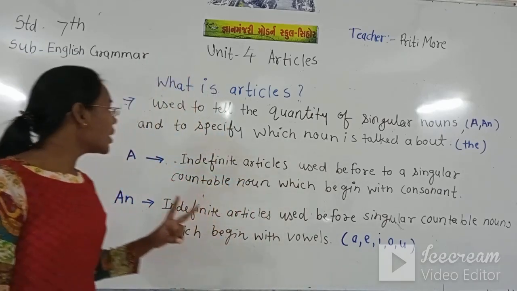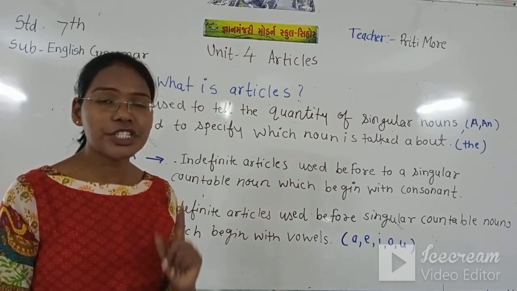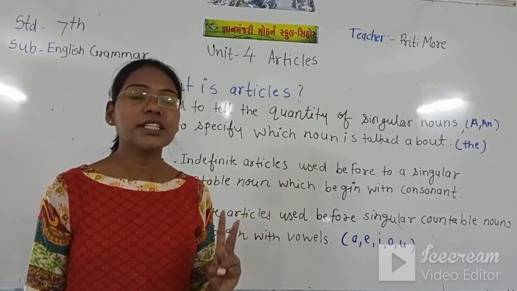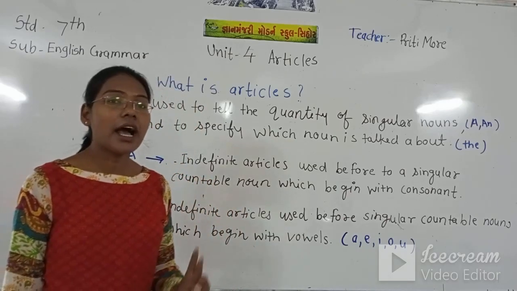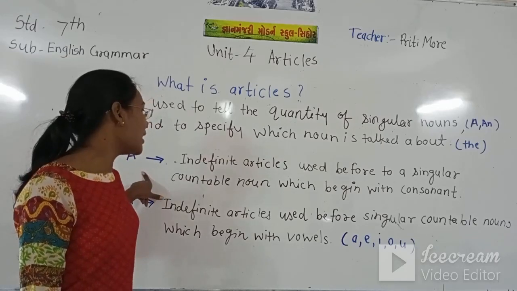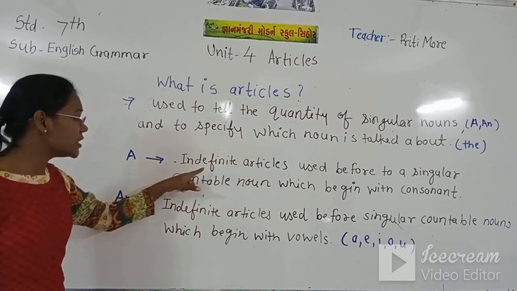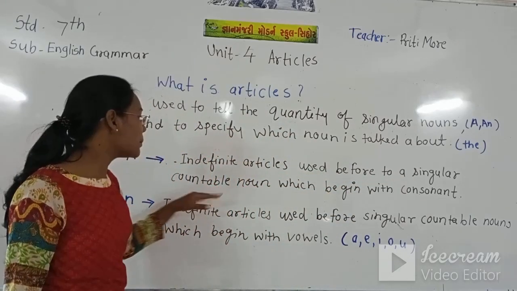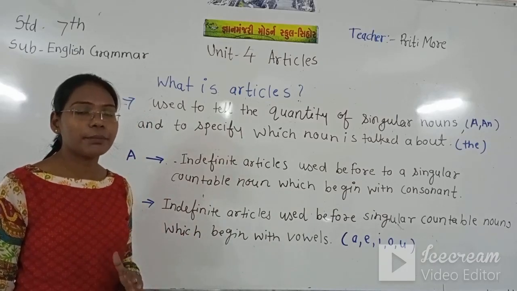There are two indefinite articles. Which are they? A and an. These two are indefinite articles. First we will see when to use the article a. A is the indefinite article used before a singular countable noun.